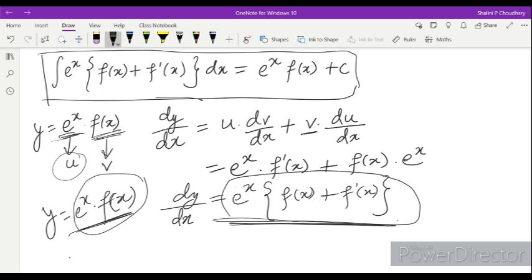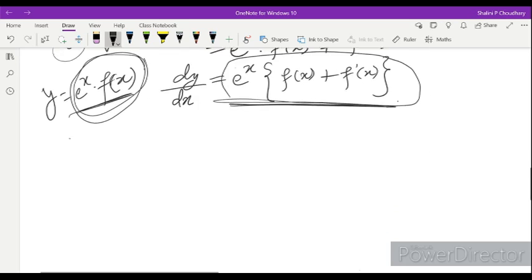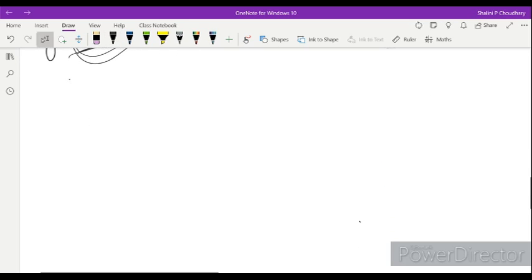The same function we are integrating here, and what value are we getting? The same value that we differentiated, and this is the value we get, right? So based on this formula, we'll do sums. Okay, so one question we'll do.